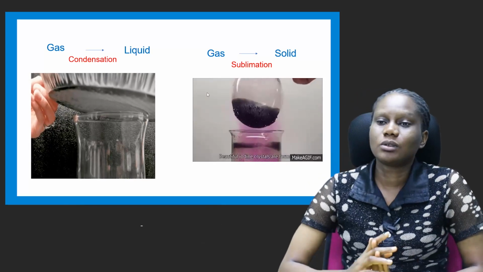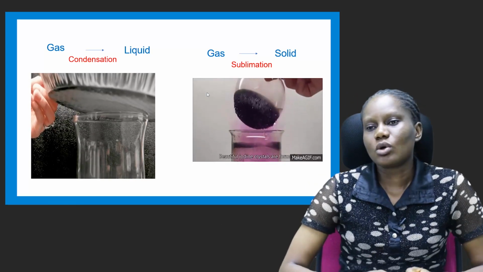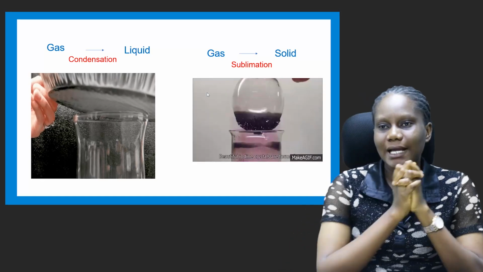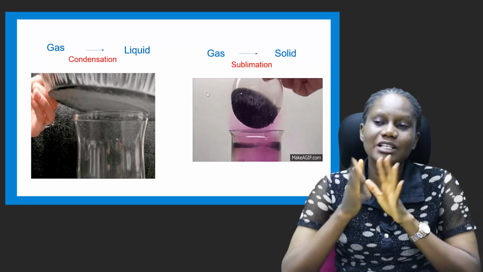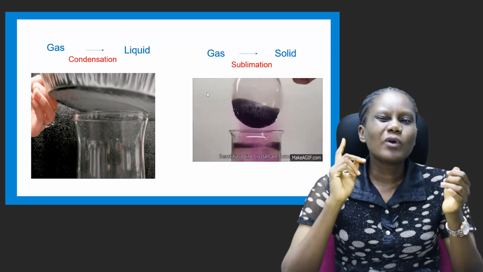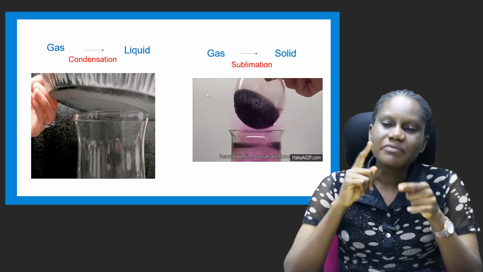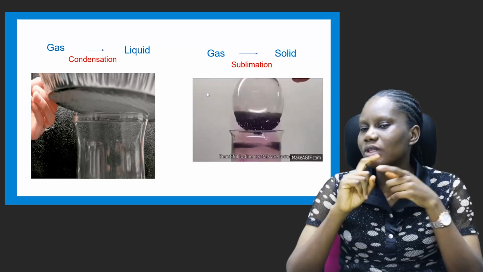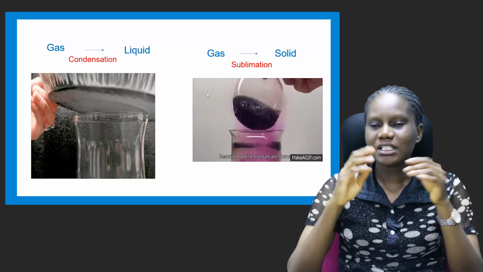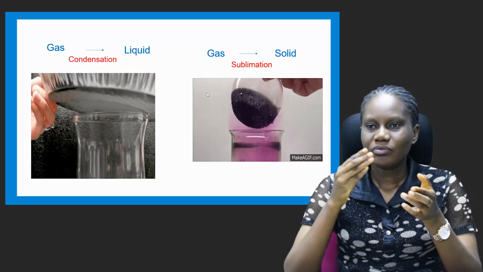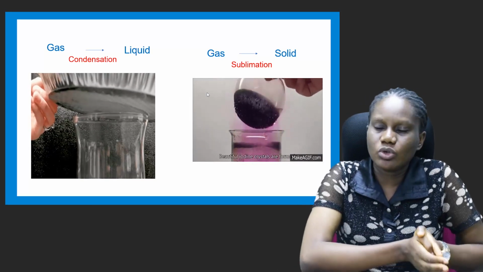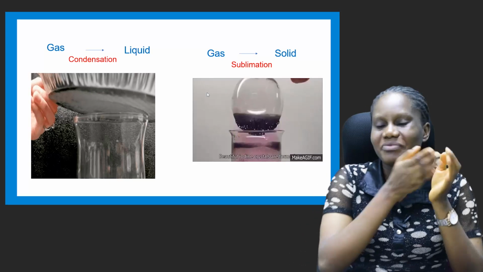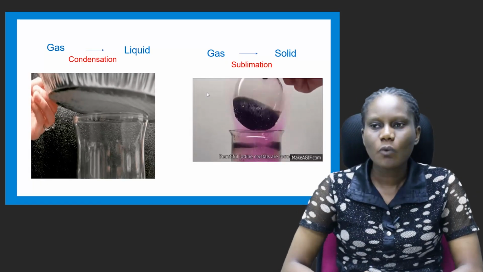And for gas to solid, don't forget that solid to gas is sublimation, while gas to solid is called reverse sublimation or deposition. You can either call it reverse sublimation or deposition. So it's possible for your gas to go back to solid, just the way you have solid to gas. It's called reverse sublimation or deposition.